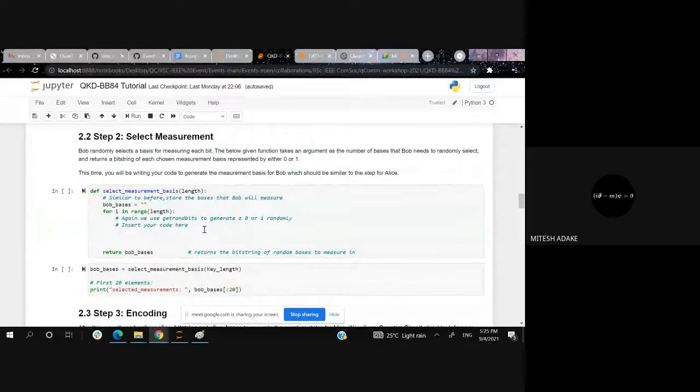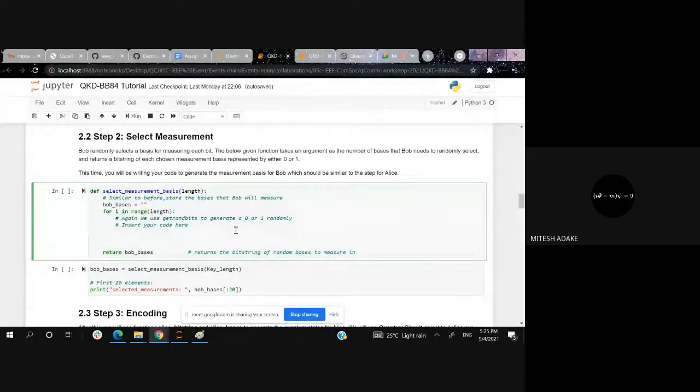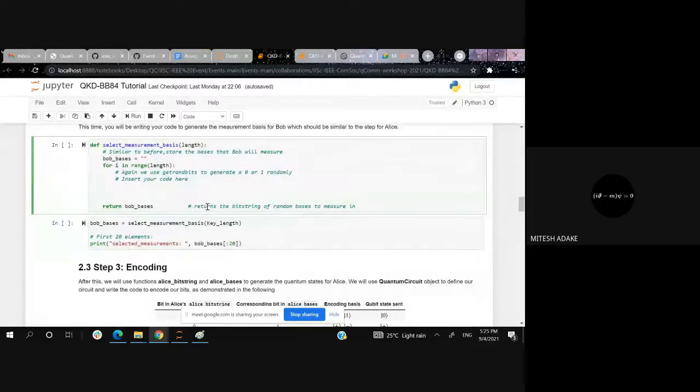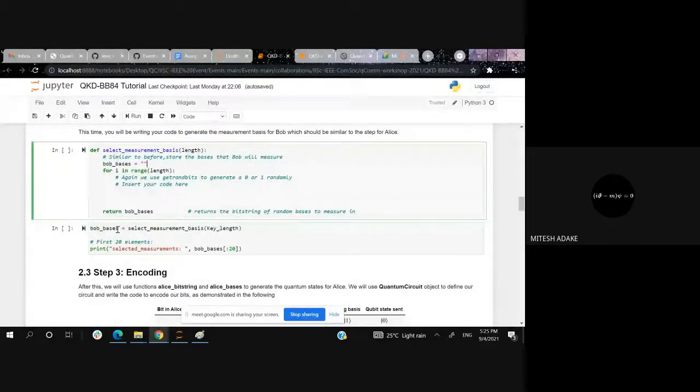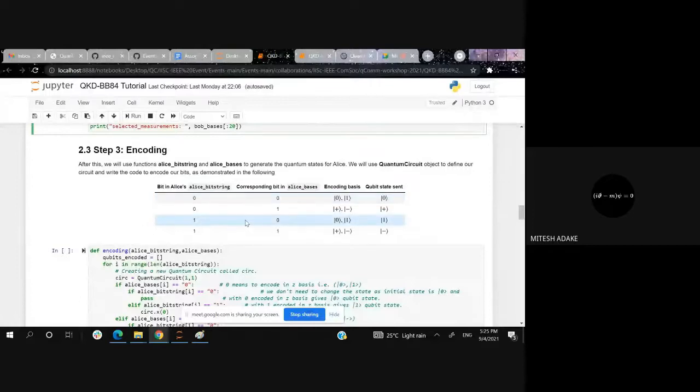And now in step 2 we'll measure. Bob will need to get his own basis, in which he can perform measurement when he receives the encoded bits from Alice. So you can use the same code and fill it in here, and you can try and run it, and you can use different methods to get the random bits for the basis. Just keep in mind that Bob's bases are in a string, and the final obtained result will also be a string, and you have to assign it to a variable. And this is to check if we have got the right result.